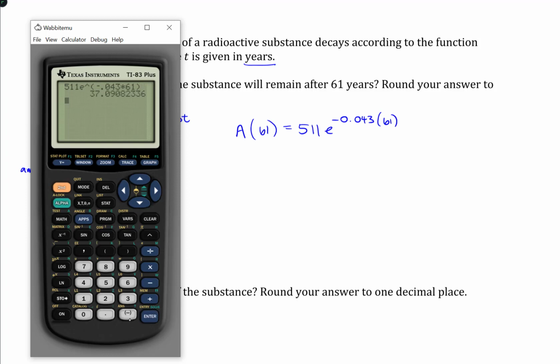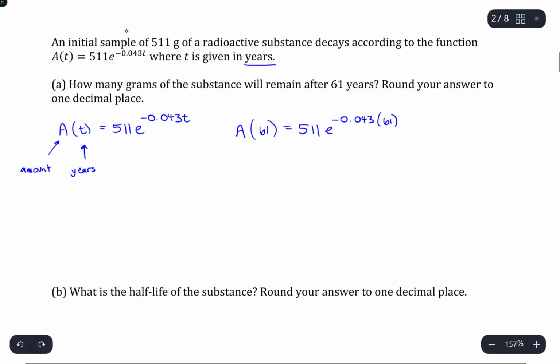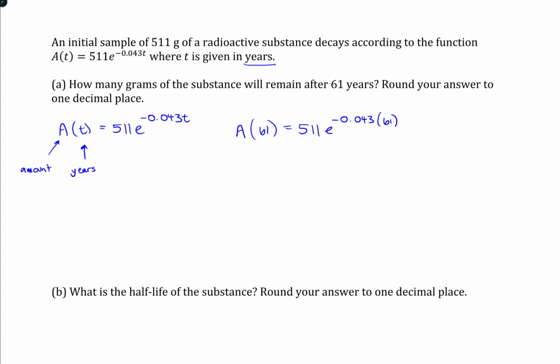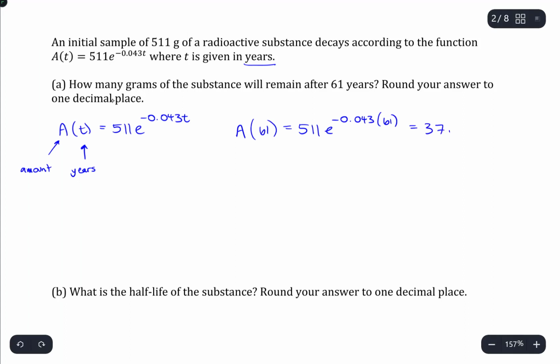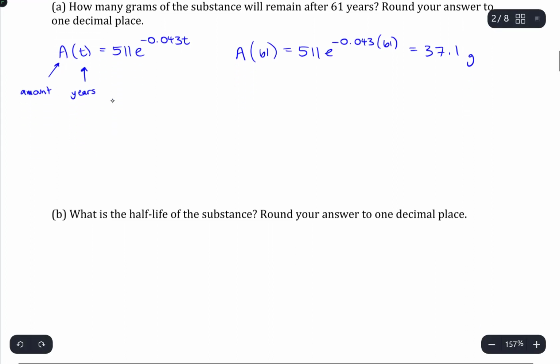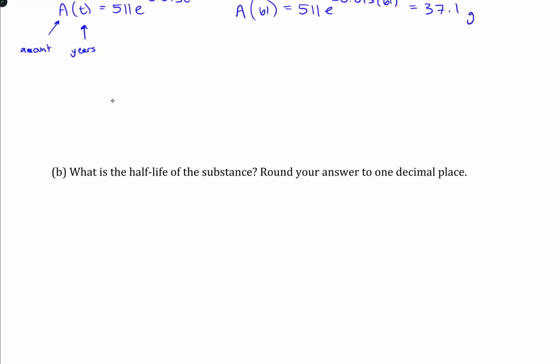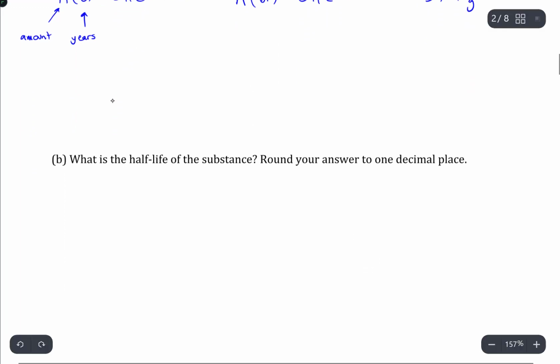If you've got all that, then we have the answer here, which is to one decimal place as requested, 37.1. And that's a number of grams. The next part of this question asks, what is the half-life of this substance? Round your answer to one decimal place.